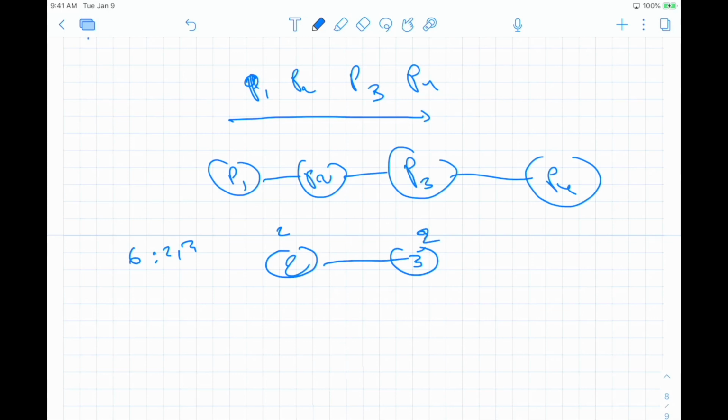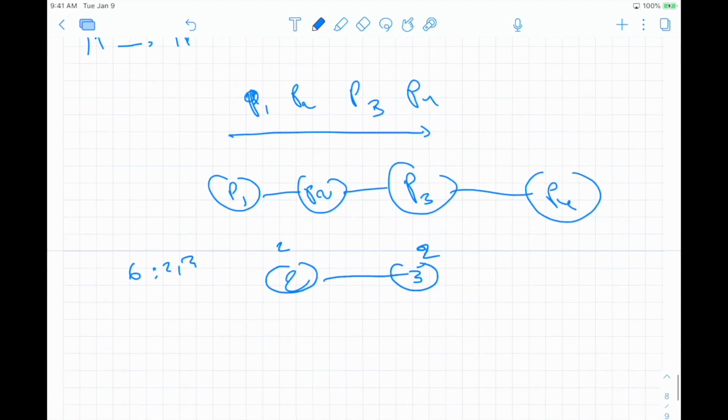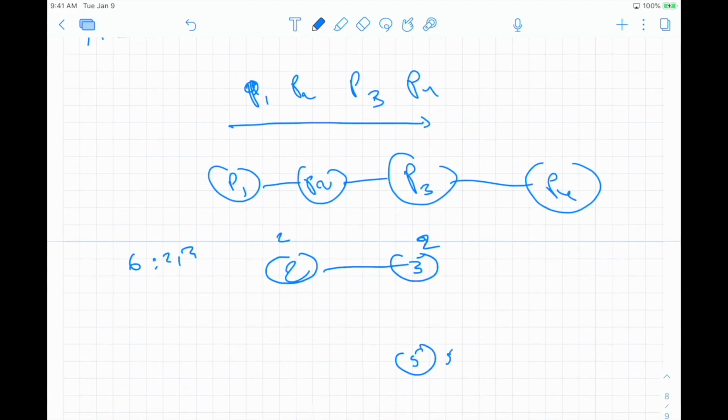So here, let's say 2. Then we do 5, okay? So 5 first had just 5, and so we connected it together, okay?